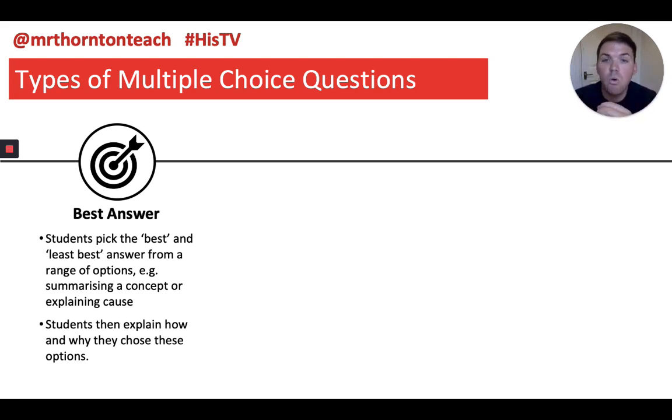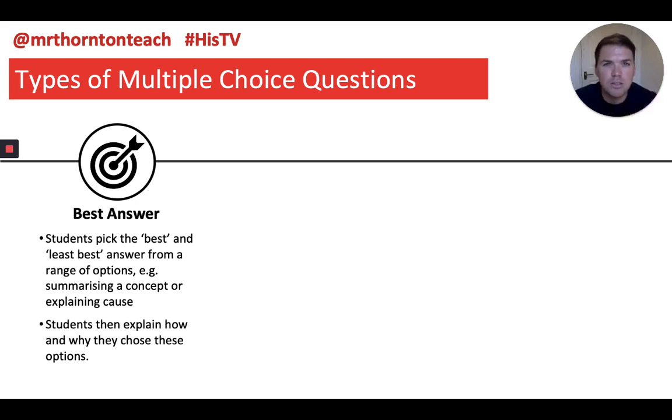Or you could have one statement and say, is this a best or least best representation of what communism looks like? They're really good to summarise and pull apart a really tight definition of something. And students can pick which one is the best option. I'll show you an example soon.